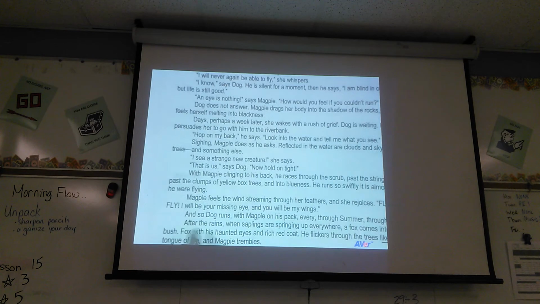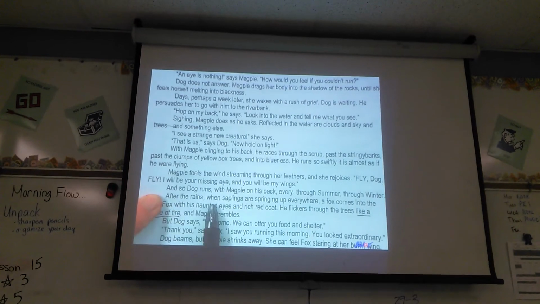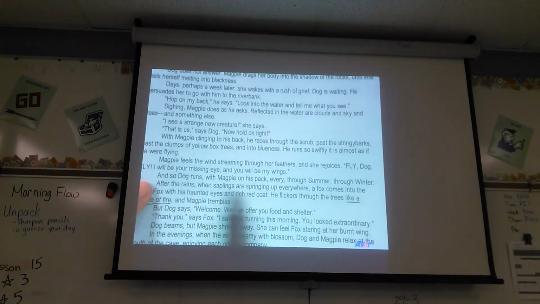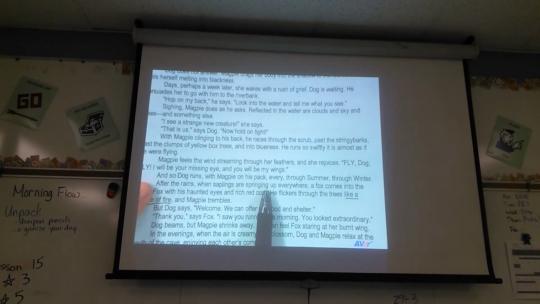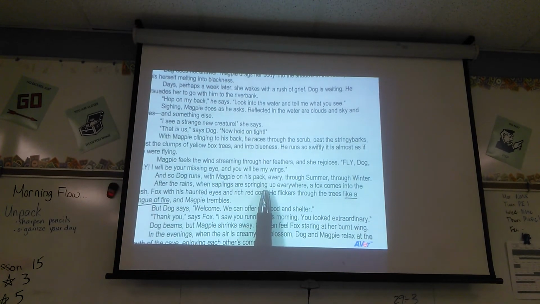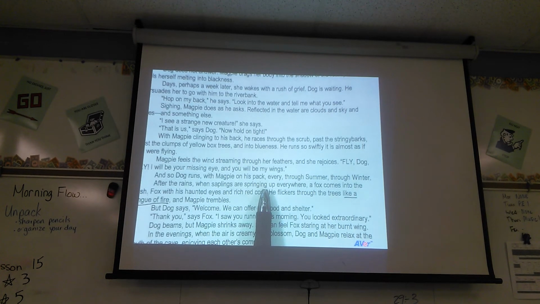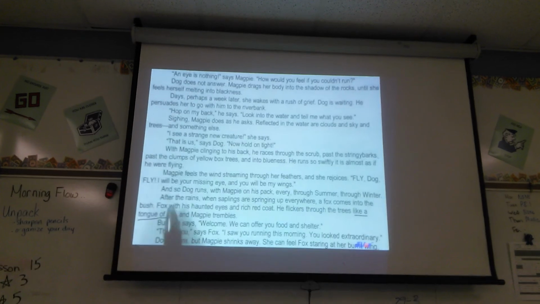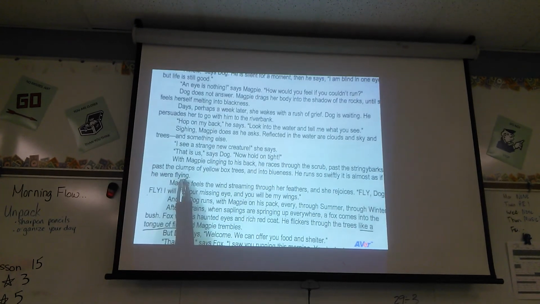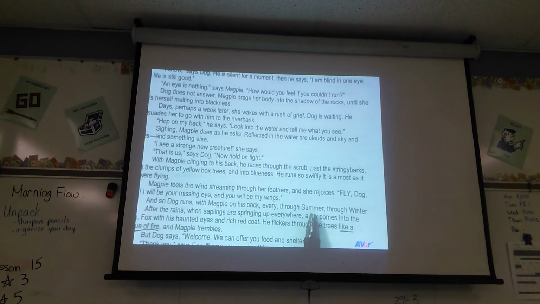We have another descriptive here. After the rains, when saplings are springing up, using that word specifically, making that choice specifically of that word, because it hints at spring. So we have him running through, we have him running through summer.